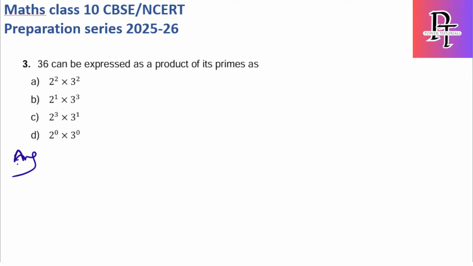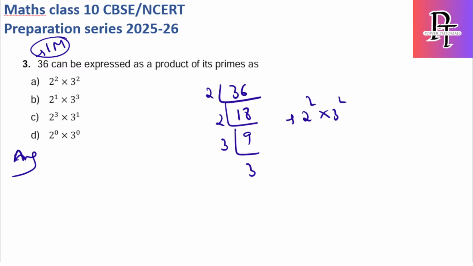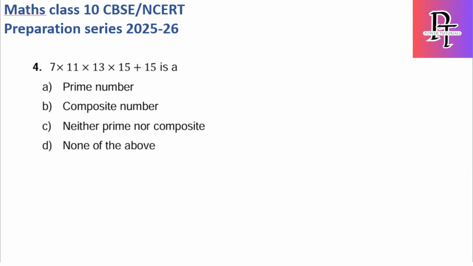36 can be expressed as a product of its prime factors. This is a very easy question, and this type of question will come for 1 mark or as MCQs. Okay, into 3 square. Let's move to the fourth one.